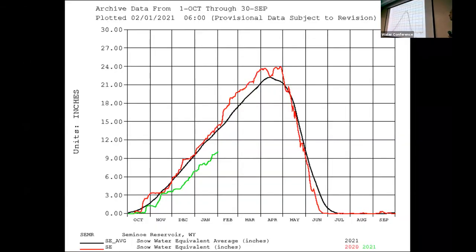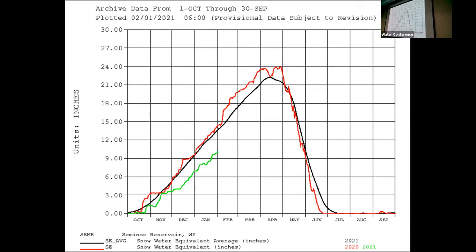So we're going to start with the North Platte Basin. This is a graph of the snowpack above Seminole Reservoir in Wyoming. Seminole Reservoir is the furthest upstream reservoir on the North Platte system. On this graph, that black line you see is the average snowpack. The red line you see is last year's snowpack, and the green line is this year. So you can see snowpack is well below average for this time of year.